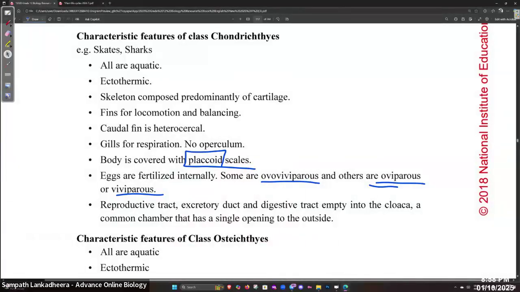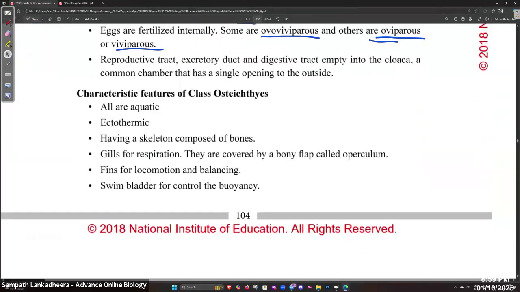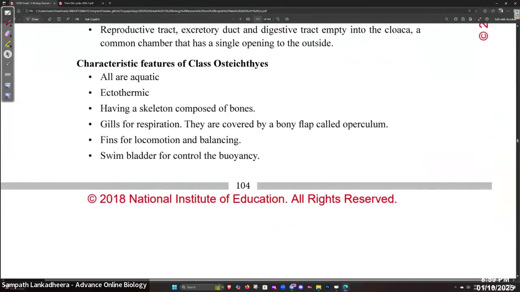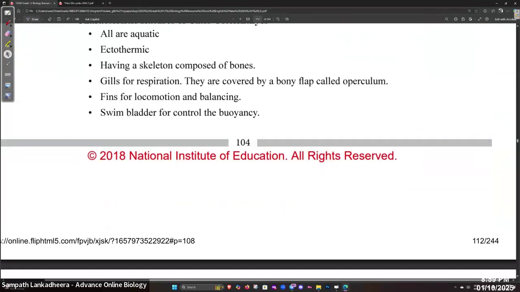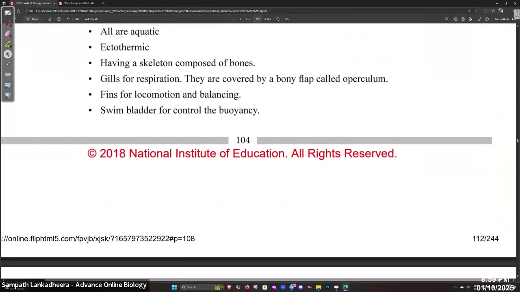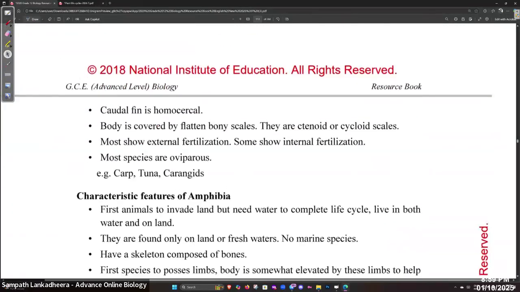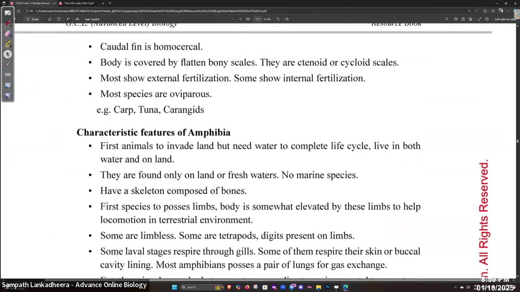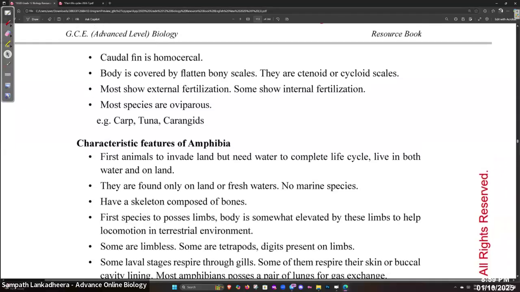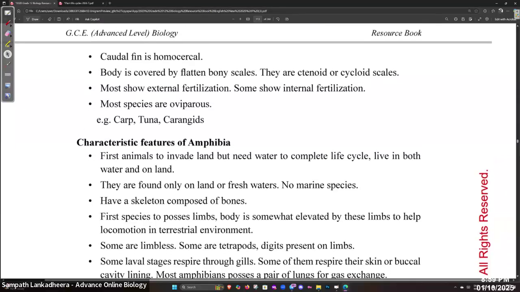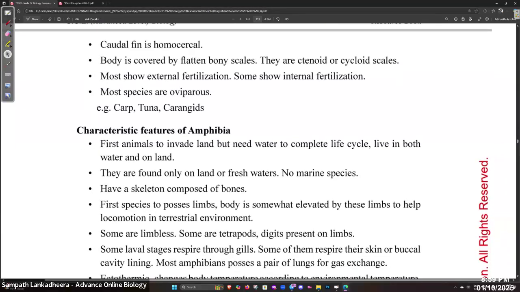So let's look at the features, people. Characteristic features of class Osteichthyes: aquatic, ectothermic, having skeleton composed of bones, gills for respiration, covered by bony flaps called operculum, fins for locomotion, swim bladder for controlling buoyancy. Caudal fin is homocercal, body is covered by flattened bony scales. They are ctenoid or cycloid scales. Most show external fertilization, some show internal fertilization. Most species are oviparous.